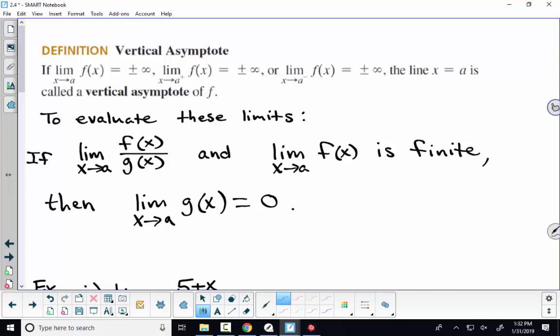Okay, so if I compute the limit on this quotient f over g, f is approaching a finite number, but g is approaching 0. What would that mean about this limit, f divided by g? It's undefined in the sense that it's getting closer and closer to what? The denominator is getting closer and closer to 0, but what is the quotient getting closer and closer to? Positive or negative infinity, right?